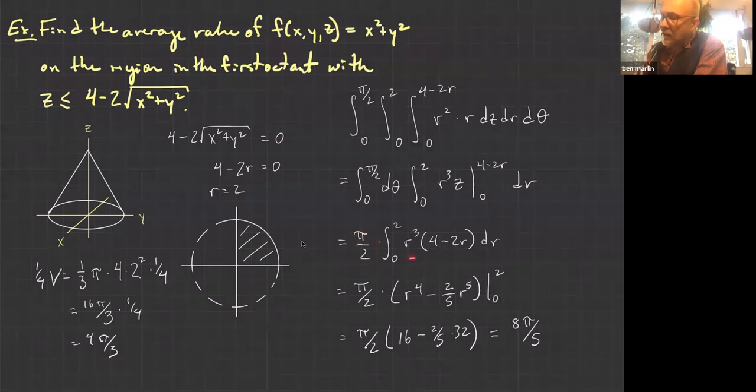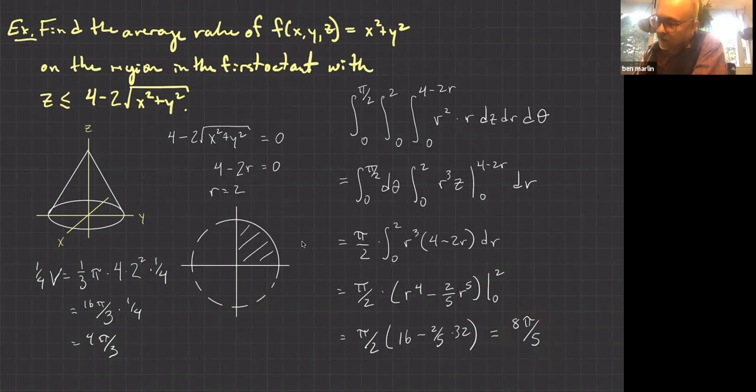And now we just have a single integral to do, and it's just a polynomial. So multiply it out there, you'd have 4r cubed. When you integrate that, you get r to the 4th. And then you'd have minus 2r to the 4th. When you integrate that, you get minus 2/5 r to the 5th. We need to plug in the 0 and the 2. So we end up with 16 minus 2/5 of the 32. And that should calculate out to 8 pi over 5.